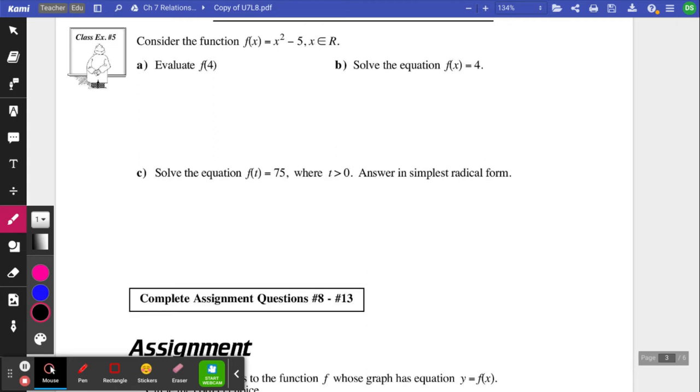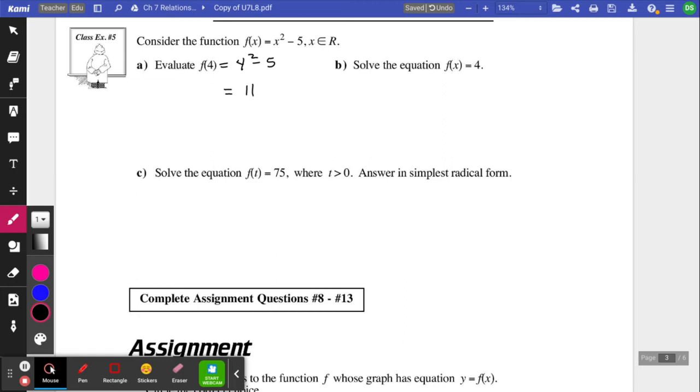This says evaluate f of 4. What did the 4 take the place of? X. So due to the 4, what we were doing to the x. So we're going to say f of 4 is going to be equal to 4 squared minus 5, which is going to be 16 take away 5, which is 11. Y'all good? You understand?